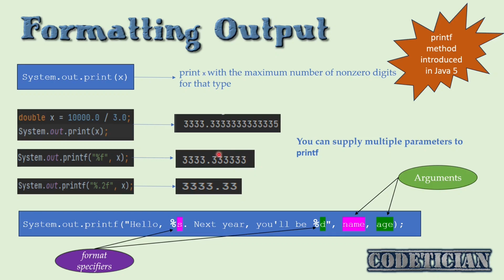Now, when we do System.out.printf with percentage f and then this x value, it will print something like this. Now you might wonder why we are getting only these 6 threes after the decimal point, because this is the default precision for float.